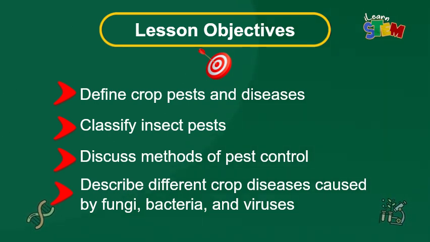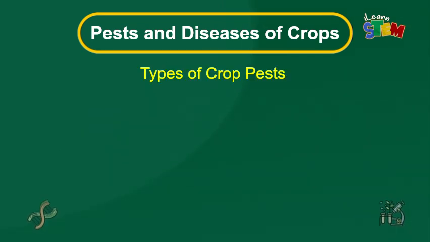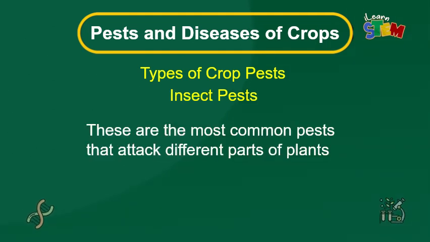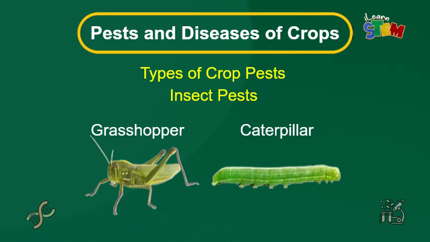Now, let's get started. Pests are organisms that damage crops by feeding on them, reducing their yield and quality. There are several types of crop pests, including: 1. Insect pests. These are the most common pests that attack different parts of plants. Examples are grasshoppers, caterpillars, etc.